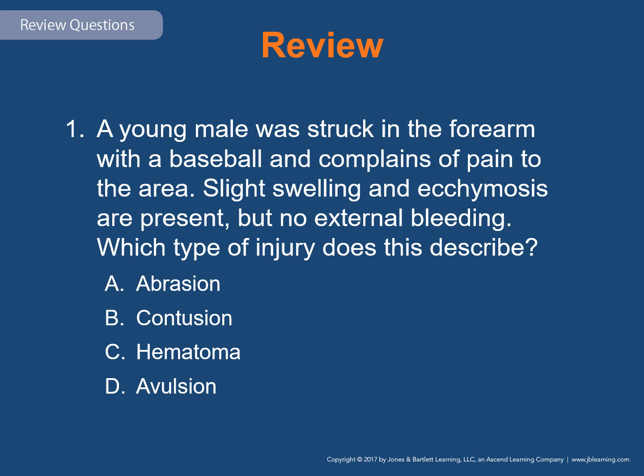Okay, class, now let's review everything we covered in this chapter. So, for review, question number 1. A young male was struck in the forearm with a baseball and complains of pain to the area. Slight swelling and ecchymosis are present, but no external bleeding. Which type of injury does this describe? A. Abrasion, B. Contusion, C. Hematoma, or D. Avulsion?